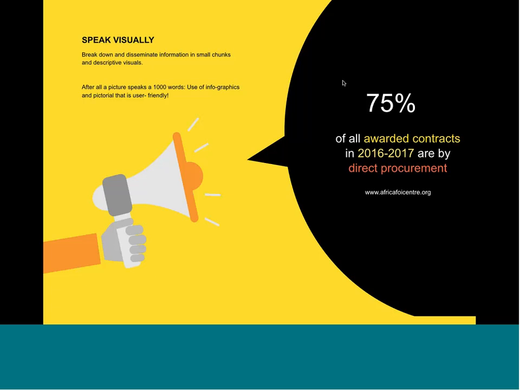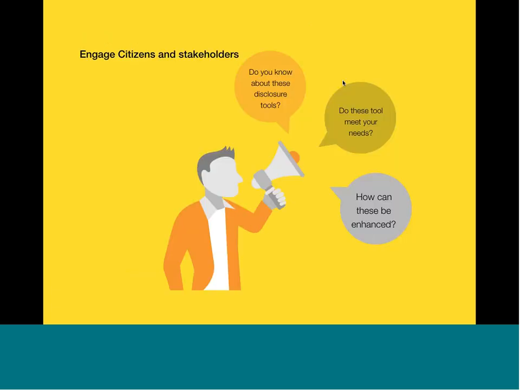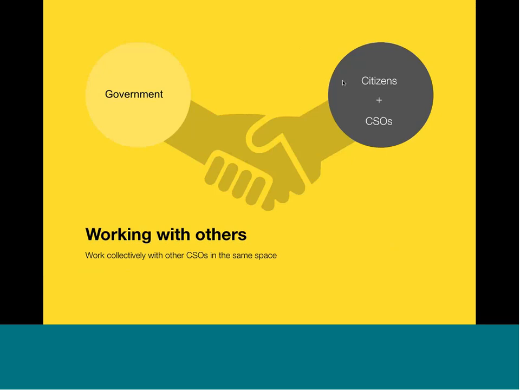So we speak visually, we use infographics, and we've used this quite a lot. And then we have used engagements. We've also done civic engagement, and this is where we get feedback, like this portal or this tool is not really communicating, and how can we improve it? And also we've worked with government.